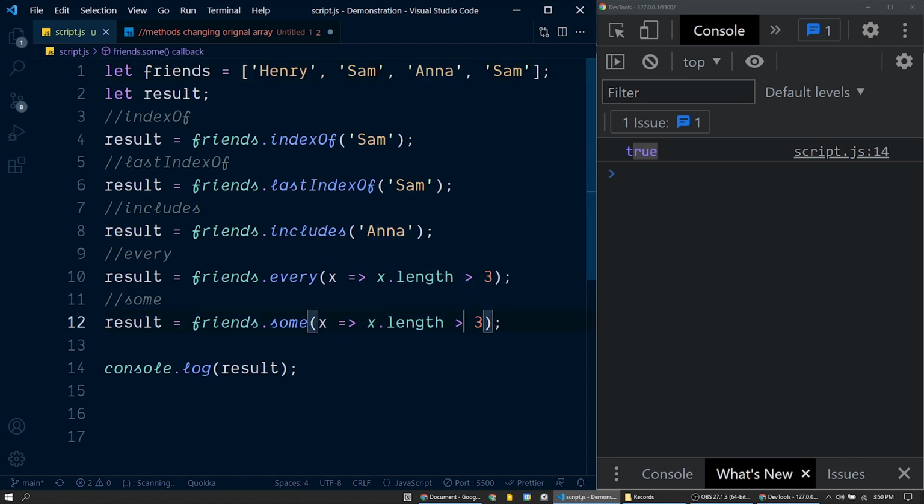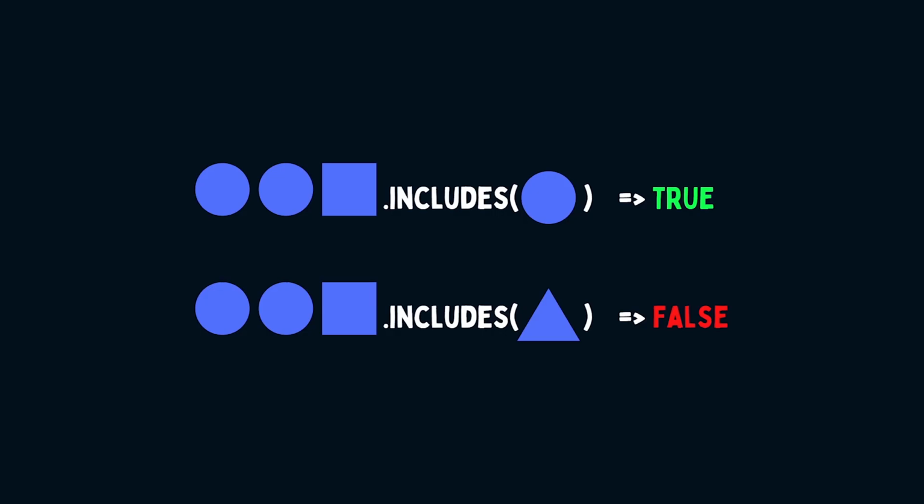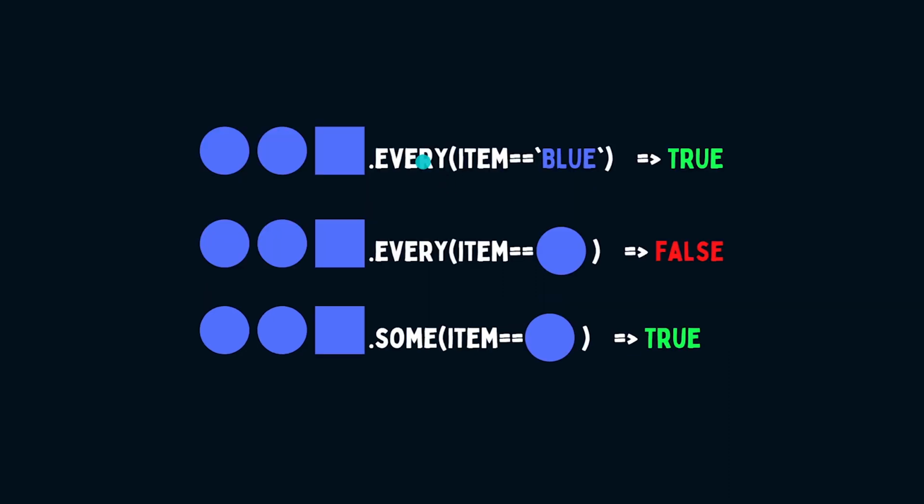Now even if I pass this condition, we will get the value true because we have two elements matching the given condition. Now if I pass 10 here, it will return false because there is no element at all with the given condition. So the method includes will return true if the given element is present inside the array, else it will return false. Now this every method will only return true if the given condition is true for all the elements inside this array. Not all the elements inside the array are circles, so we get false here. Now in case of the method some, we just need at least one element matching the given condition.